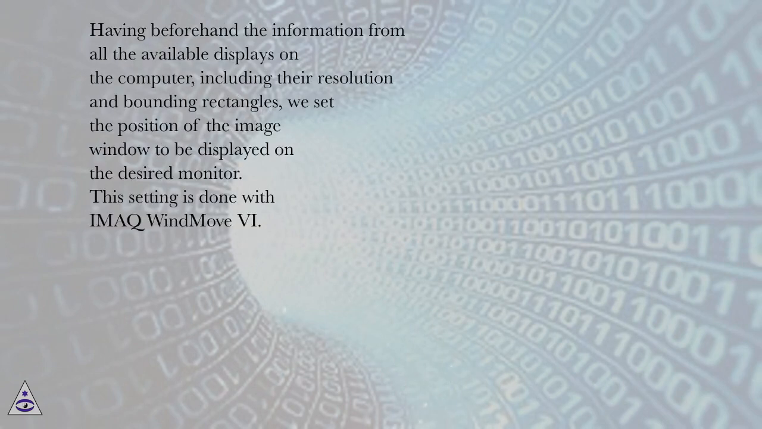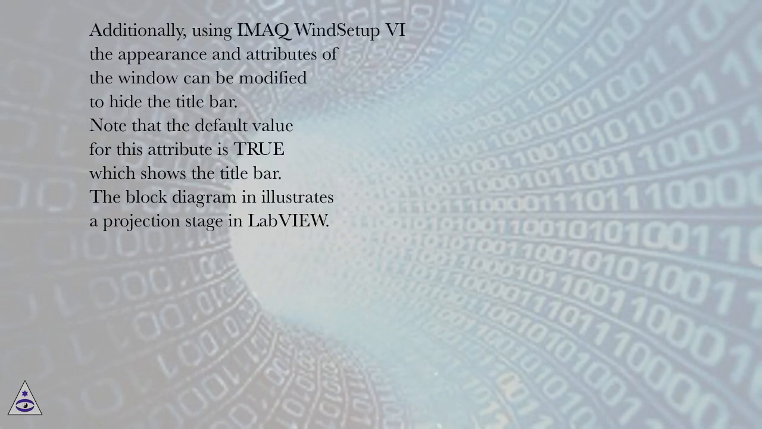Having beforehand the information from all the available displays on the computer, including their resolution and bounding rectangles, we set the position of the image window to be displayed on the desired monitor. This setting is done with a MacWinMove VI. Additionally, using a MacWinSetup VI, the appearance and attributes of the window can be modified to hide the title bar. Note that the default value for this attribute is true, which shows the title bar.